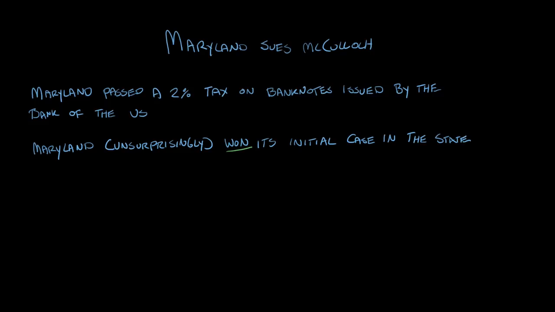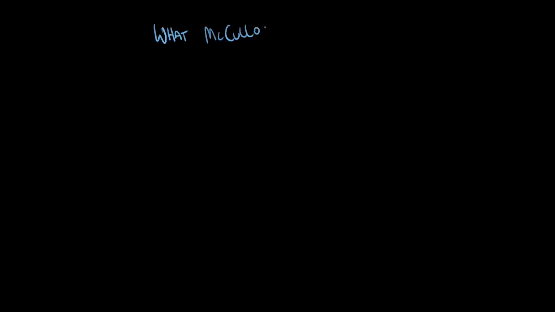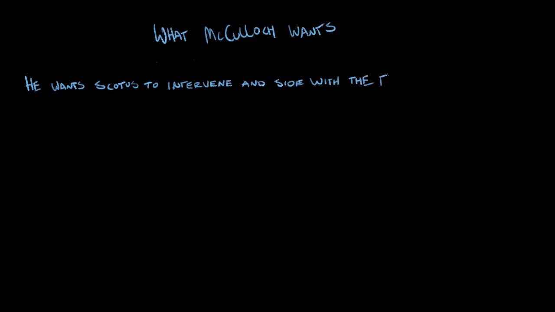And after the state Supreme Court decided, the case went to the U.S. Supreme Court on appeal. So even though Maryland sues McCulloch, by the time it gets to the Supreme Court, it's called McCulloch against Maryland, because McCulloch, the cashier of the Baltimore branch, is now the petitioner. He's requesting the U.S. Supreme Court review of the decision of the Maryland High Court. And McCulloch is asking the Supreme Court to intervene and, in essence, side with the federal government over the state.